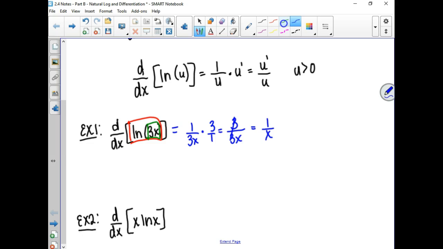Does that always happen with ln of something? If it's something really simple, just like a 5x or a 4x, then yes.